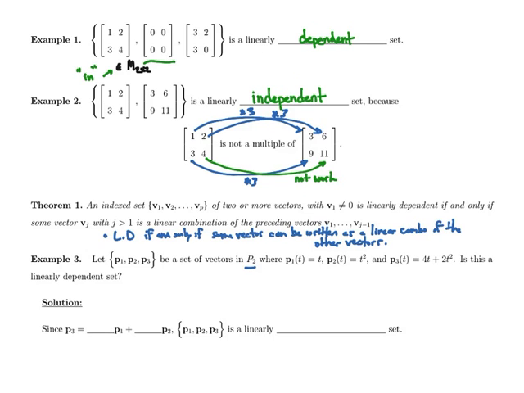And we have three vectors. These vectors are going to be t, t squared, and 4t plus 2t squared. And is this a linearly dependent set? Now, we don't have to go back to the definition.